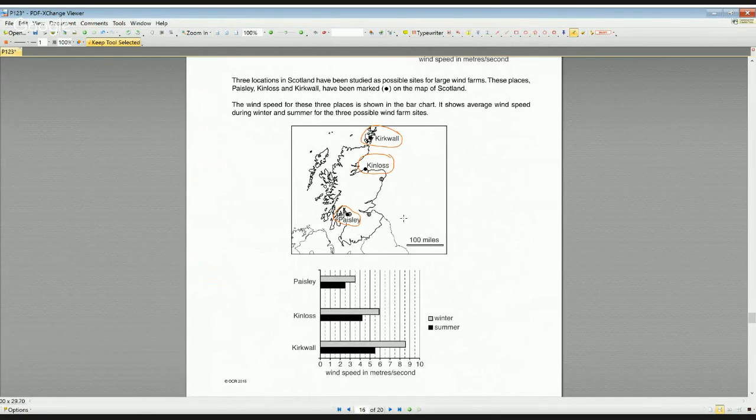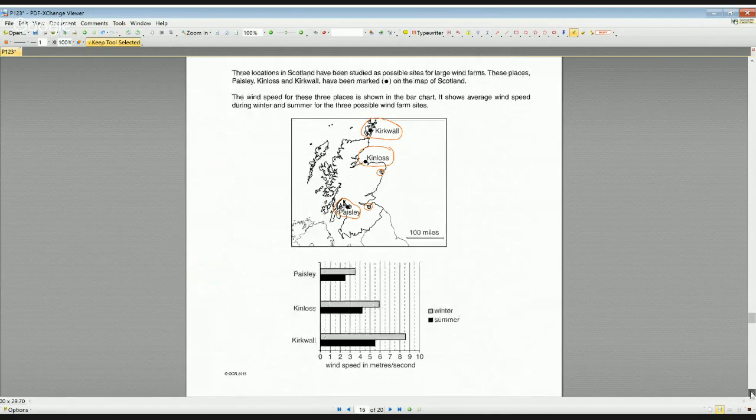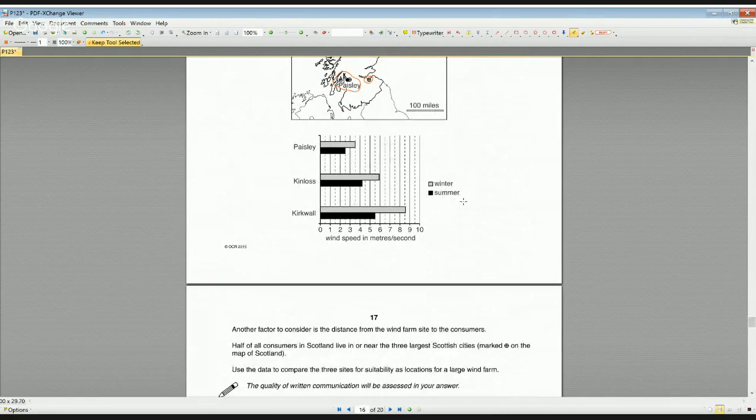Glasgow. It also gives us the location of Scotland's main 3 cities. We've got Glasgow next to Paisley there. We have Edinburgh, and I think that's Aberdeen up there as well. So it says that most people live in those 3 cities. Finally, it tells us what the wind is like in each of those 3 cities. We have winter and summer, so you can see Paisley has a much lower wind speed than Kinloss, and Kirkwall has the most.